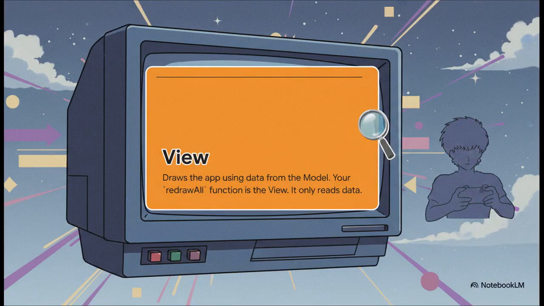Next, the view. We've already met this one. It's our redraw all function. Its one and only job is to look at the data in the model and draw a picture of it on the screen. And here is the absolute golden rule. The view is read only. It can look at the data, but it is absolutely forbidden from ever changing it.